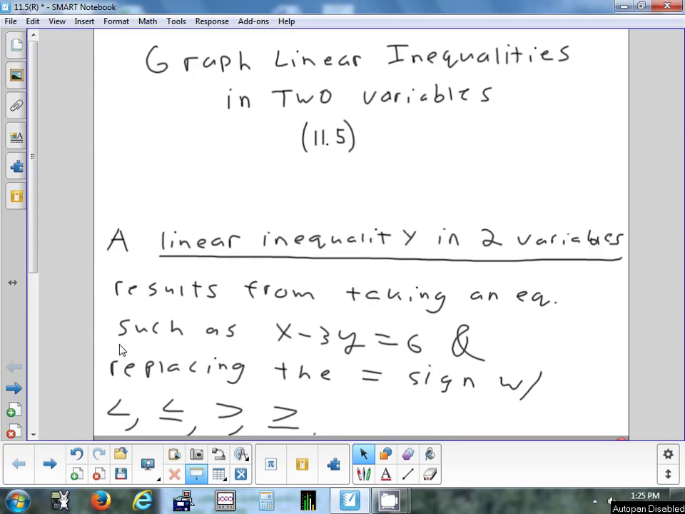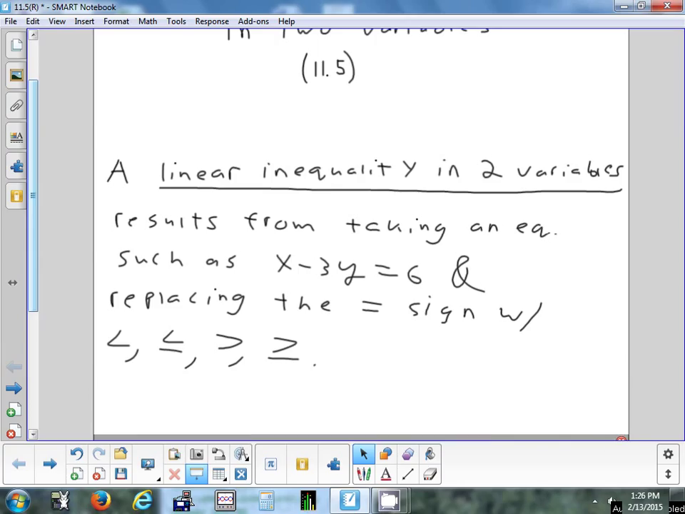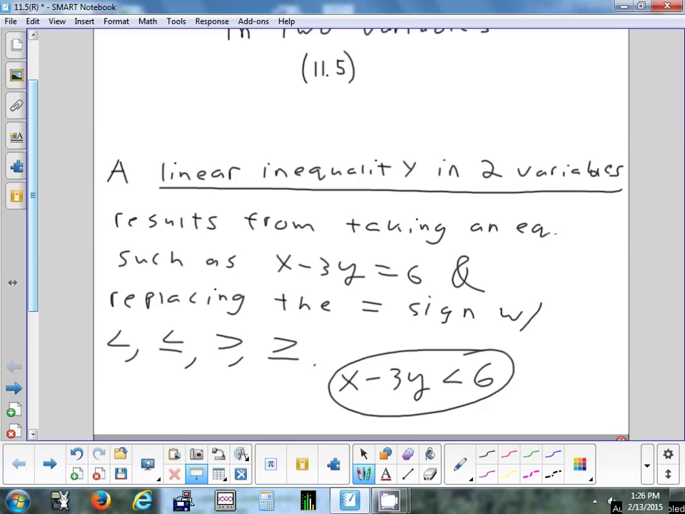So basically, what is a linear inequality? You guys have already seen stuff that looks very similar. This is a linear equation. An equation has what kind of sign in it? What do we call that? Equals. If you take and replace the equal sign with one of these four symbols, now you've changed it into an inequality. So x minus 3y, and just pick any one out. Pick less than. This is a linear inequality. Any questions on that?